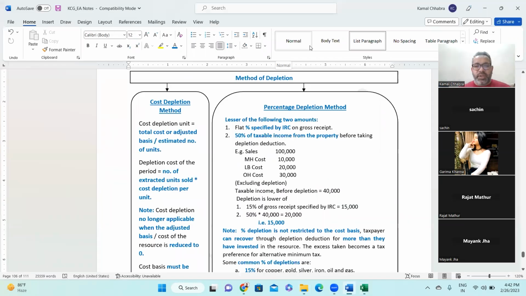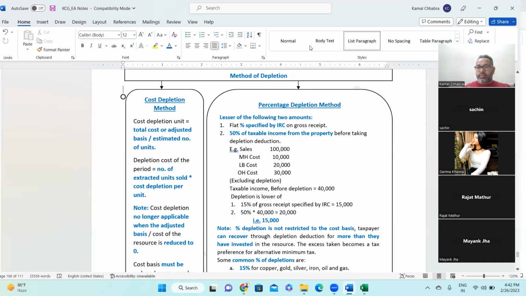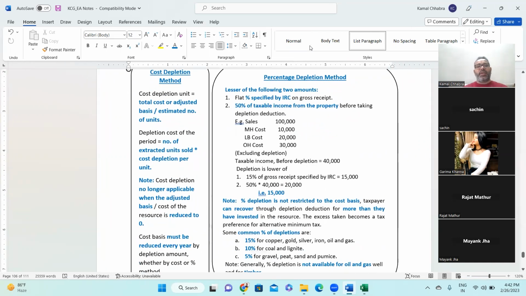Cost depletion per unit is equal to total cost or adjusted basis divided by the estimated number of units you are expected to extract. How do you calculate the depletion cost of the period? Number of units extracted multiplied by cost depletion per unit. Same way how we have calculated, right? Note over here that cost depletion is no longer applicable when the adjusted basis or cost is reduced to zero.